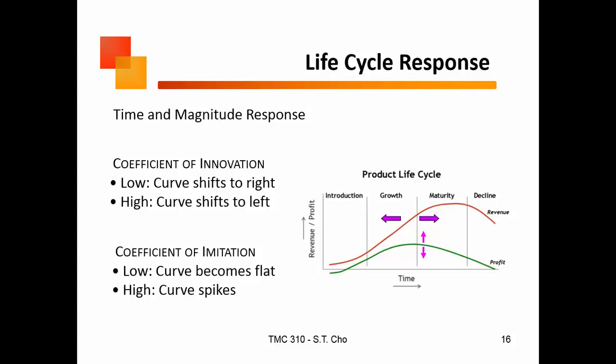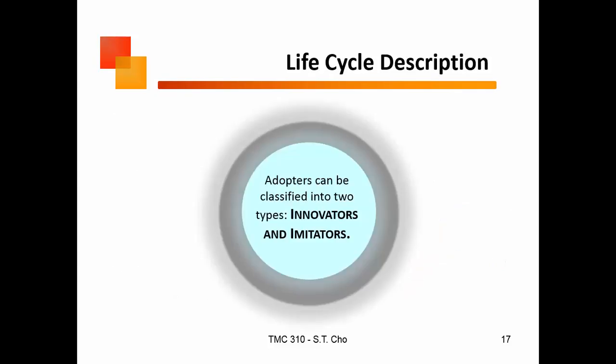And so that's coefficient of innovation and imitation. How do they affect the curves? Innovation impacts it in time, and imitation affects the magnitude. And gee, every once in a while this ends up on a quiz. Hint, hint, hint, hint, hint.